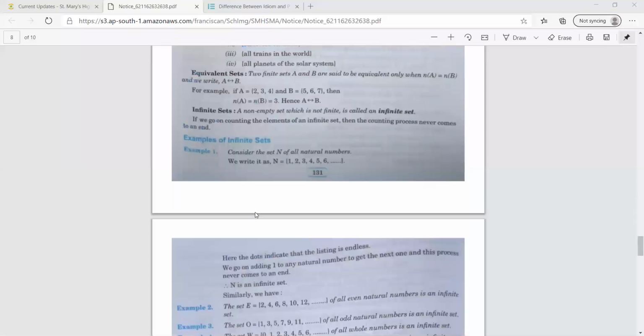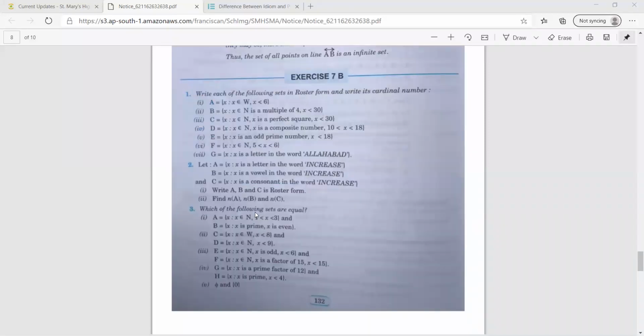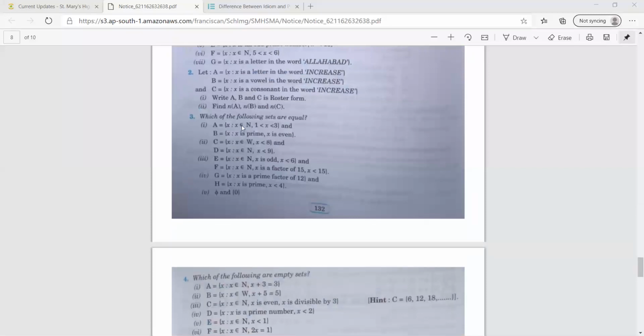So here we have to see if they are equal or not. So if we have to see that, first we need to know which are the elements in these sets. So we first write down these sets in roster form. Only if they are in roster form, then it becomes easy for us to identify the elements and tell whether they are the same in both.